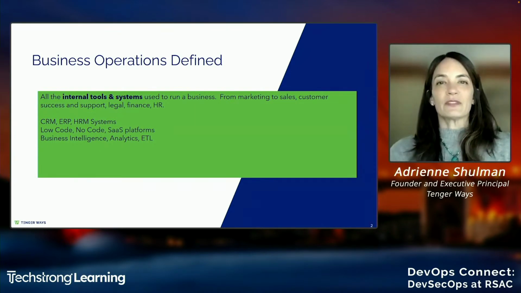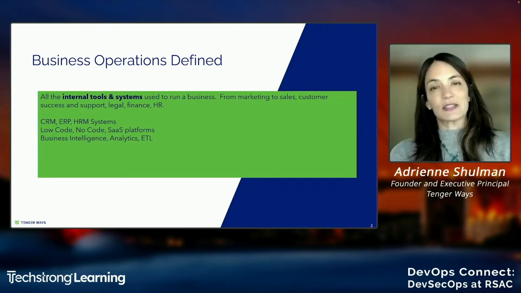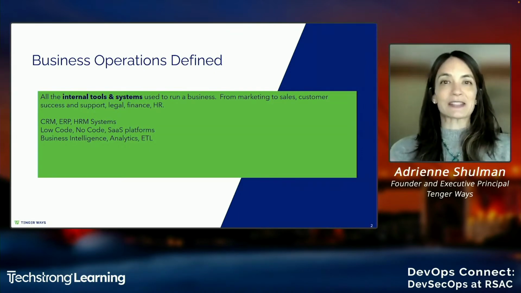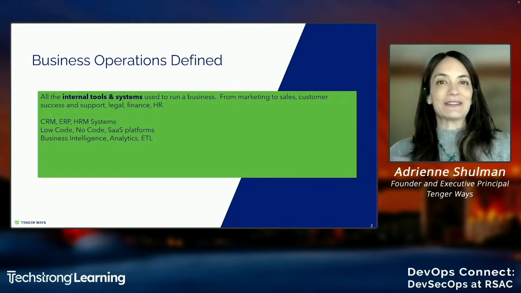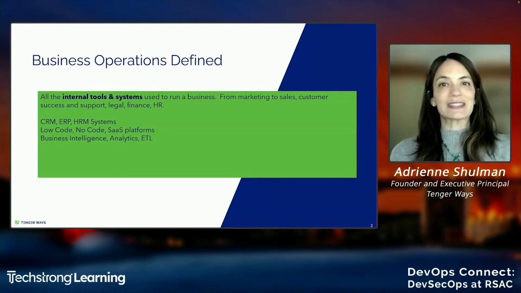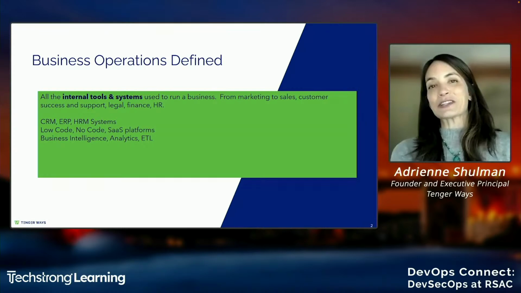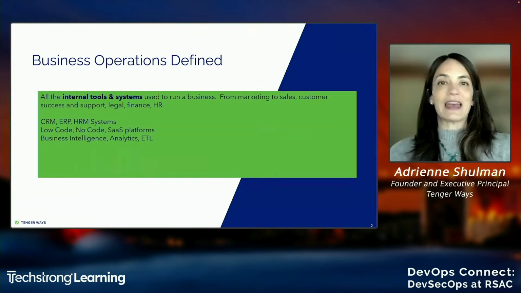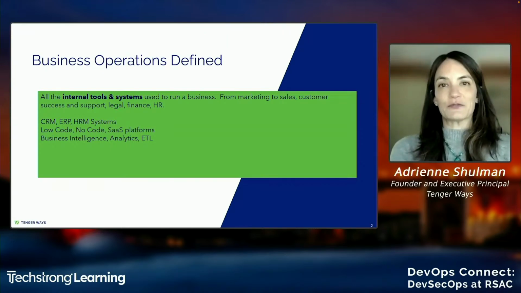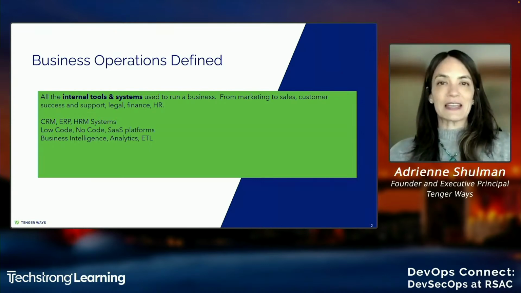So think about CRM or ERP applications, your HRM systems. If you're familiar with Salesforce, NetSuite, HubSpot, Zendesk, Workday, any of these kind of low-code SaaS applications that your colleagues are using to run the business. That is the world of business operations and business applications that I want to talk about, and how DevOps can be used in business operations to get the same benefits that we've seen DevOps do for the customer-facing product development world.